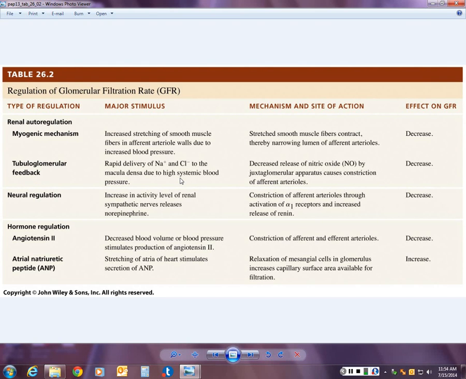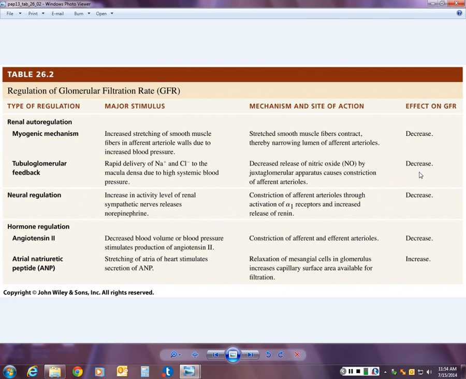So this means that there would be more sodium and more chloride flowing faster past that macula densa over a given period of time. The macula densa would detect that. It would interpret it as being an increased systemic blood pressure. It would begin to lower or decrease its release of nitric oxide, and this would allow for constriction of the afferent arteriole, leading to an overall decrease in the GFR.